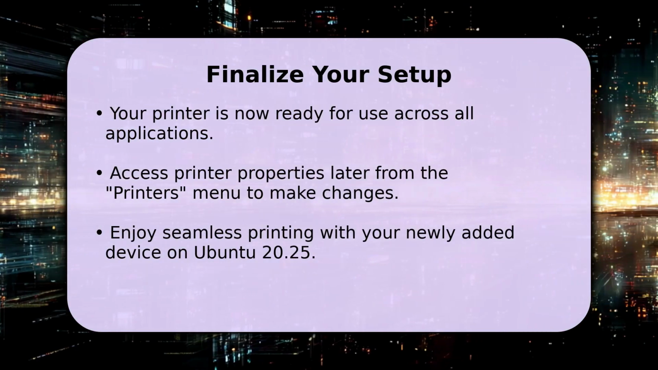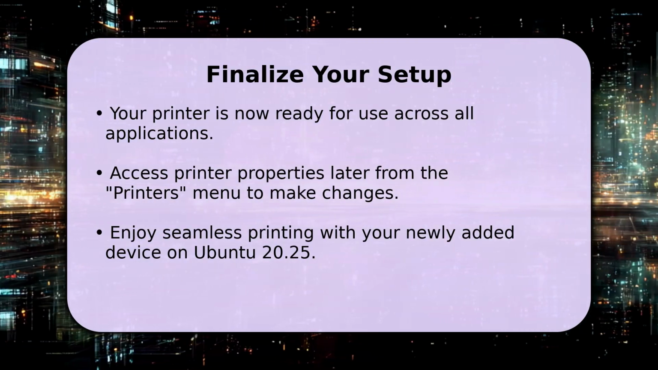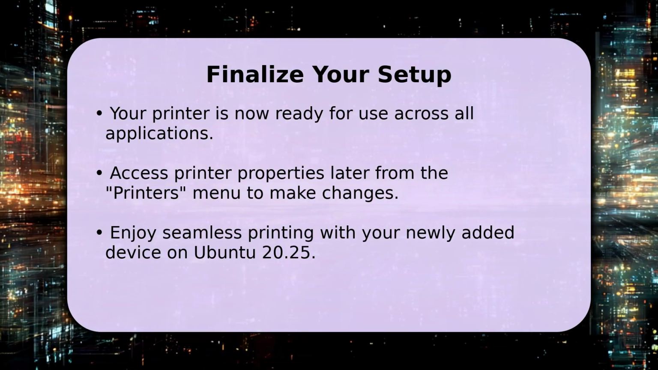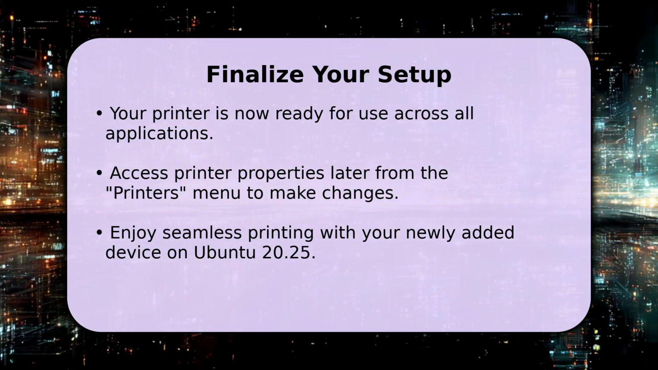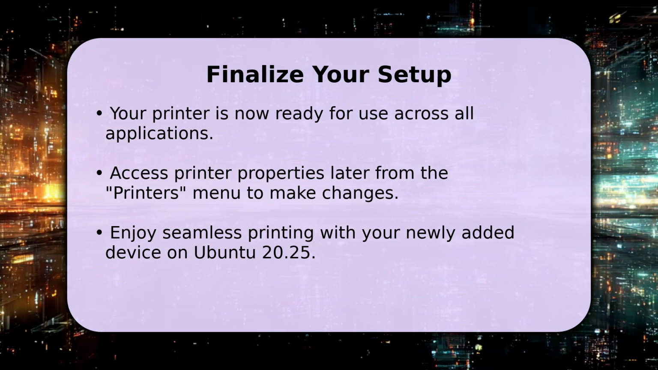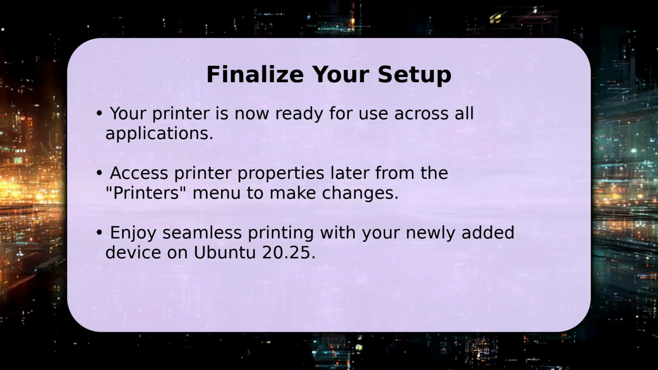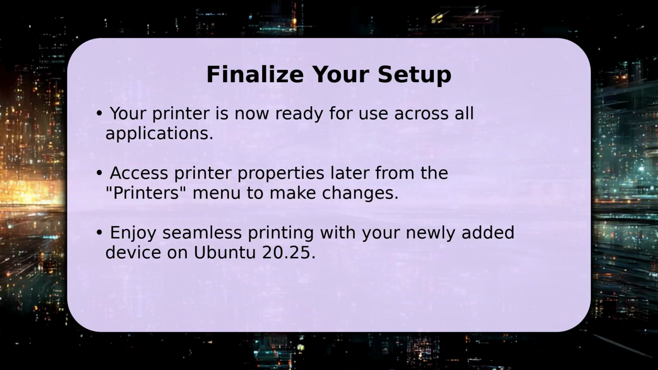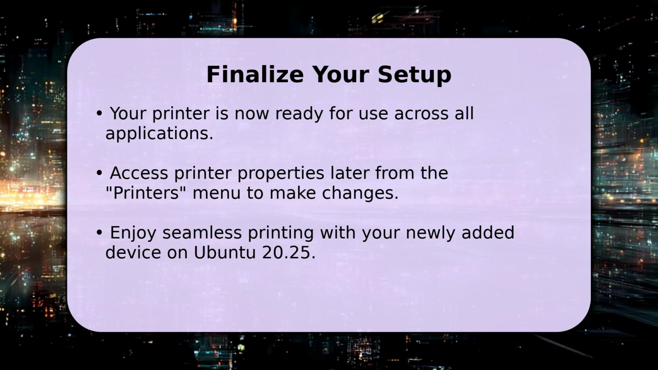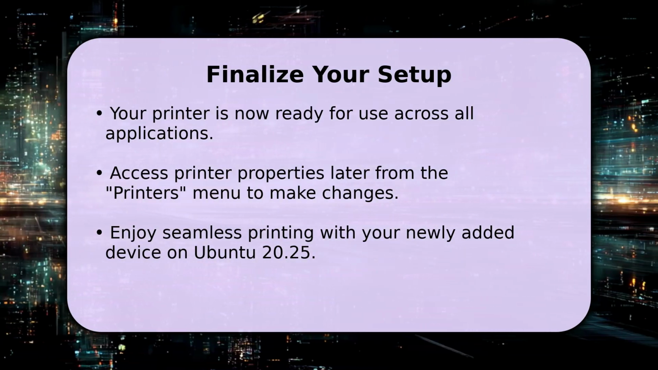Congratulations! Your printer is now fully installed and ready for use. You can immediately start printing documents, photos, or anything else from any application on your Ubuntu system. Should you need to adjust settings in the future, like sharing options or default paper types, simply return to the Printers section in Settings. It's that easy to manage your devices. Enjoy the convenience of seamless printing on Ubuntu 20.25 with your new hardware.